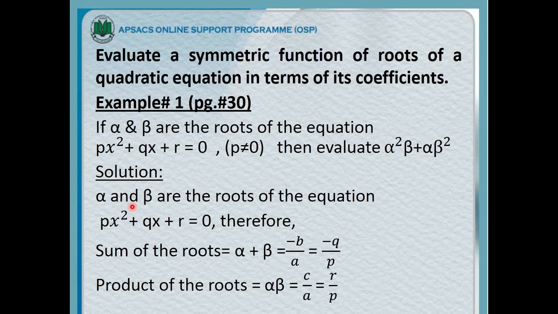Alpha and beta are the roots of the equation that is given. Therefore, the sum of the roots will be equal to alpha plus beta, and by putting the values of b and a in this formula, we get minus q upon p. Similarly, the product of the roots is equal to alpha beta, and by putting the values of a and c in this, we get the product r upon p.